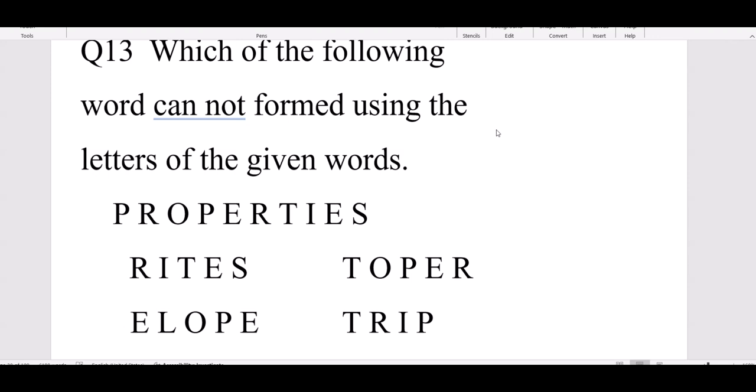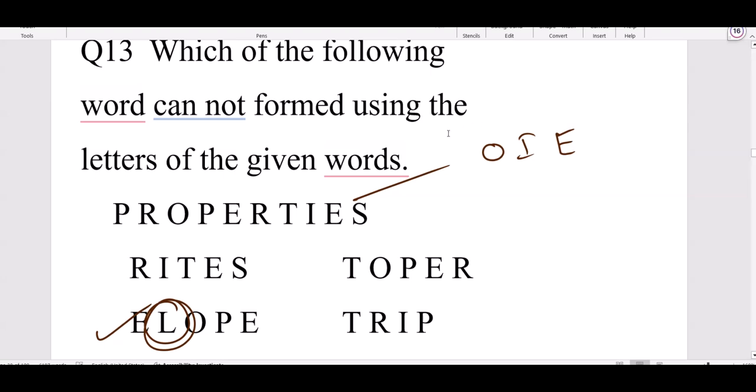Fine, if we read this question, they clearly said which of the words cannot be formed using the letters of the given words. When they ask this type of question, first focus on vowels. What are the vowels available in the word? O, I, E. So this one also has O, I, E, fine. And the number of times also is required. R, E, I, T, E, S is fine. This is okay. T, O, P, E, R, okay. TRIP, okay. L letter is not there. That's option C. In properties, L letter is not there. In ELOP, L letter is there. That cannot be formed. I think that's the 13th question.